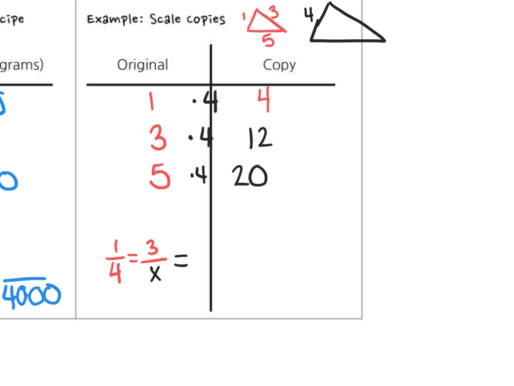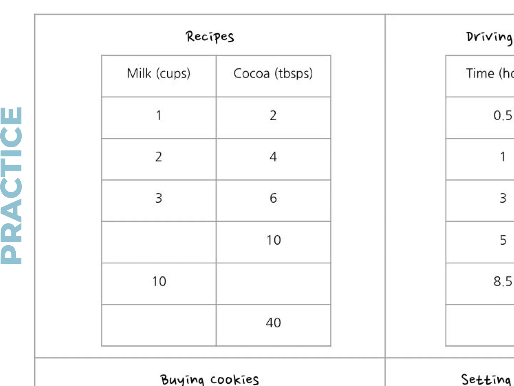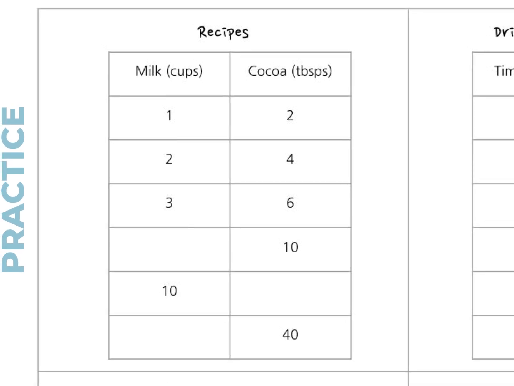All right, let's go to the inside then. It says each table represents an example of a proportional relationship. Complete the table. So let's do this first one together, and then I'm going to let you work with some partners, and we'll go over answers here in a little bit together.